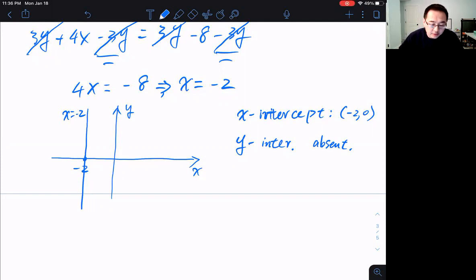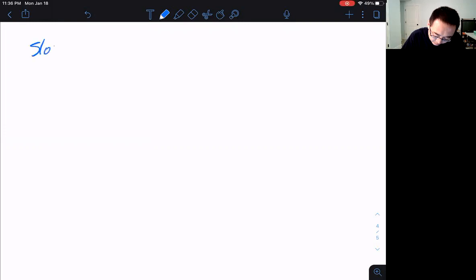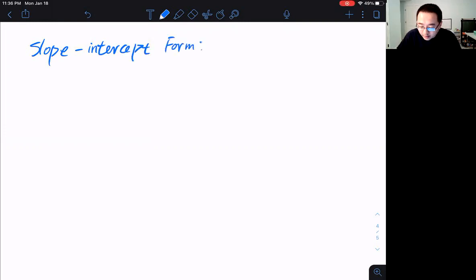Now let's look at other forms of linear equations. We have talked about the standard form, but another form is what's called the slope-intercept form of a line. That's when you have y equals m times x plus b, where m is the slope of your line, and b is just a constant.